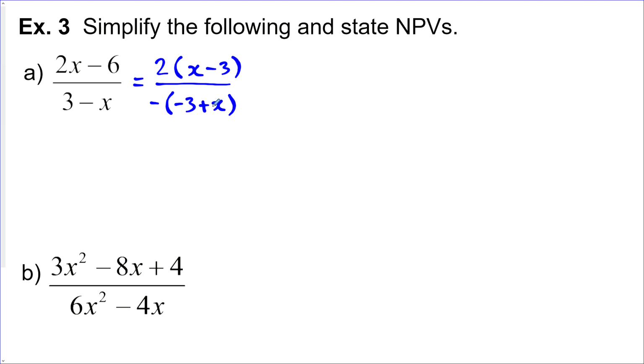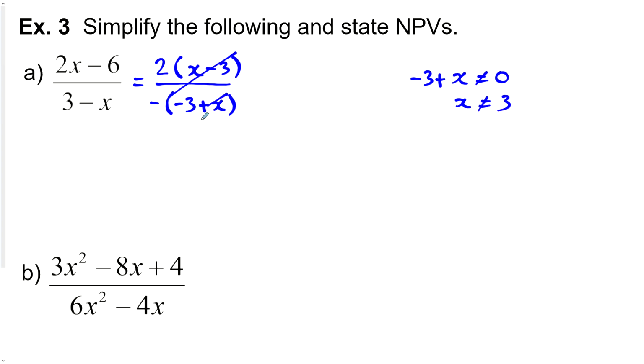And now these two binomials are actually the same. It's x minus 3 and x minus 3. They're just in reverse order, but they are the same thing. So before we cancel them out, let's do our non-permissible values. Negative 3 plus x cannot equal 0. Add 3 on both sides. x cannot equal 3. And let's simplify this.